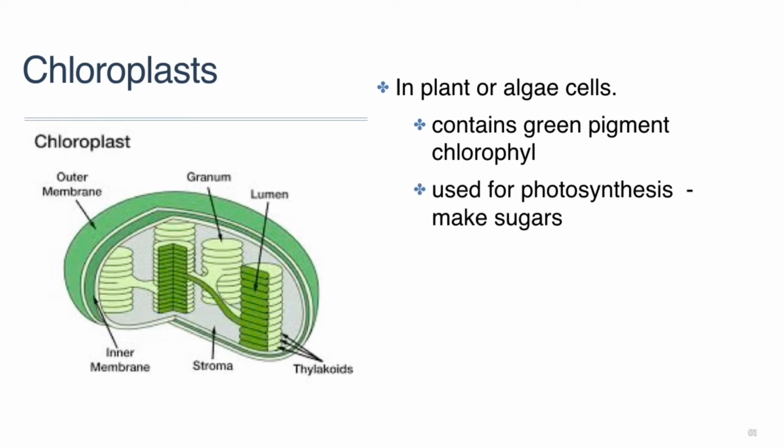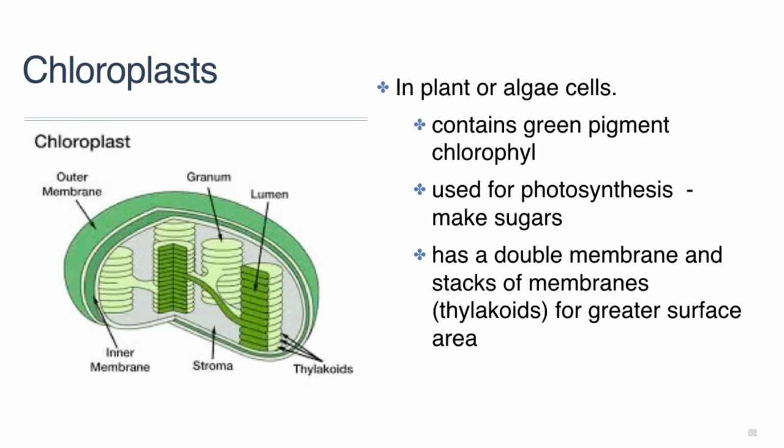And chloroplasts, like mitochondria, also have a double membrane. And they also have these little stacks of membranes inside that are called thylakoids. And these are the areas that provide that extra surface area that is needed for capturing light into usable energy during photosynthesis.